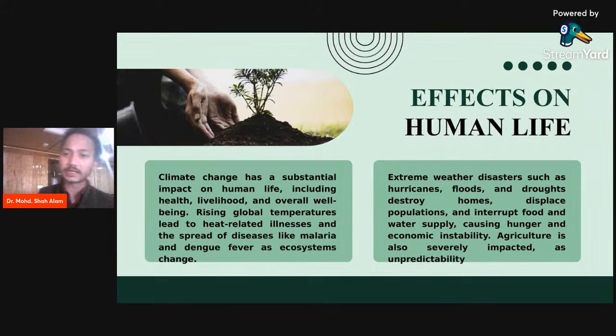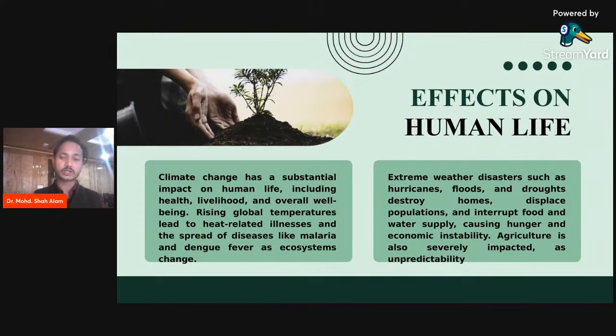Next slide shows the effect on human life. Climate change affects human society in multiple ways. Rising temperature increases the risk of heat-related illness and contributes to the spread of diseases such as malaria and dengue fever. Polluted water also contributes to other diseases like typhoid or jaundice. Extreme weather events such as hurricanes, floods, and drought destroy homes, damage infrastructure, displace populations, and interrupt food and water supply, causing hunger and economic instability.